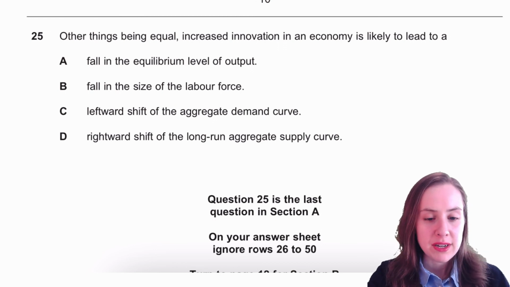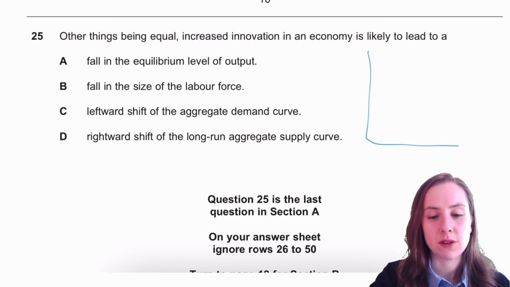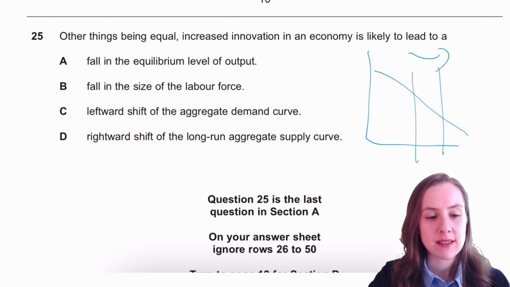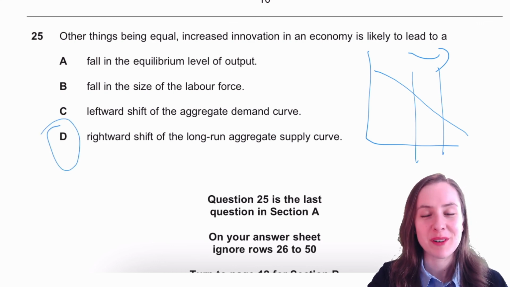Increased innovation in an economy is likely to lead to a shift of that long run AS to the right. So you get lower prices, higher output. Yeah, that's the one. They were nice with that one.